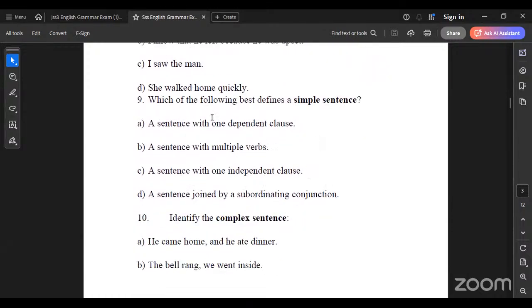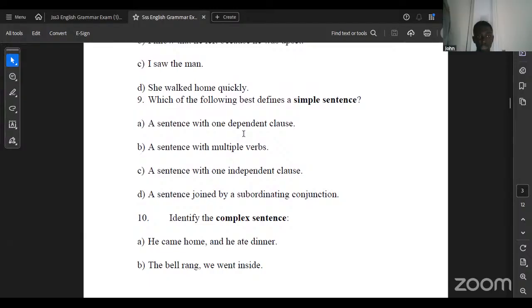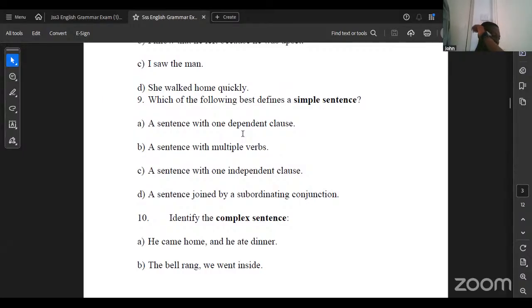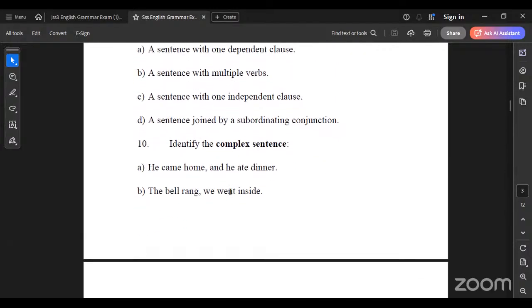Okay, number 9. We have two more to go, for two more minutes, so let's hurry. Number 9, it's A, a simple sentence with one... No, sorry, it's B. It's C. You have to be careful. Remember that the goal is to confuse you. Those other options are called distractors, right? So you have to read it very well. It's an independent clause, not dependent. All right, and number 10.